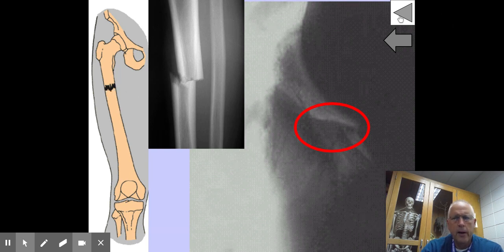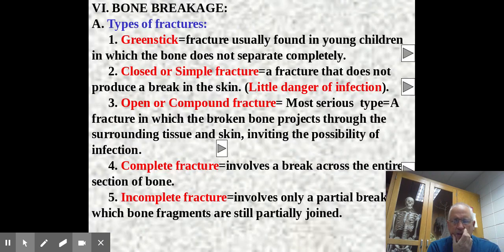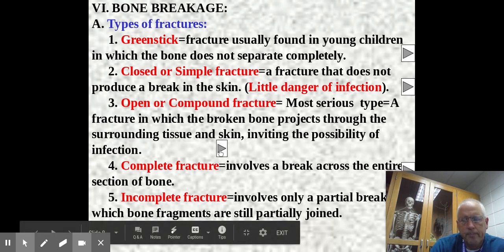The ones we worry about are the ones that break through the skin, and that's called an open or compound fracture. Most serious type, not necessarily because of the break, but because it's pushed through the skin. Once you break that skin, you expose that tissue to all kinds of bacteria and nasty stuff out there. So I'm going to warn you. You may want to look away on one of these slides, not the first one, but the second one, because it's pretty gory. I'll explain it in a minute.